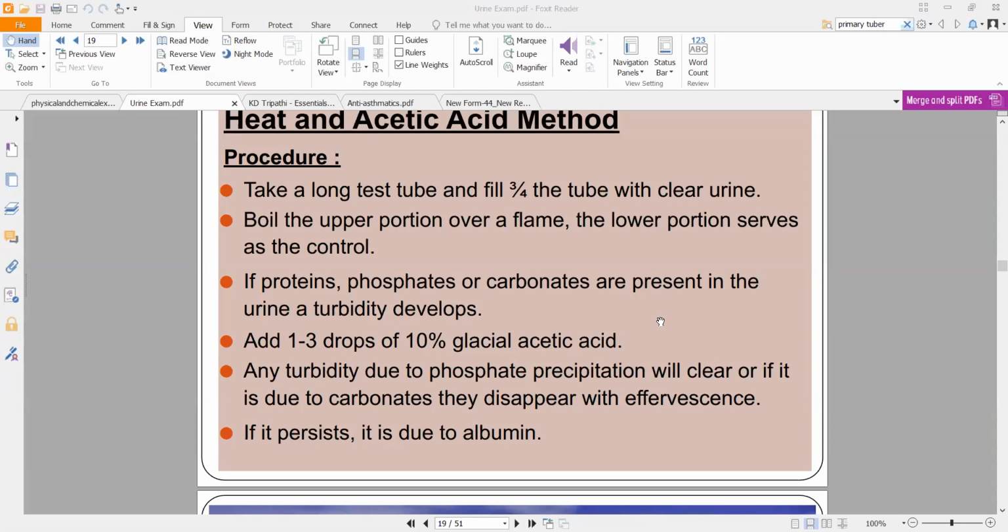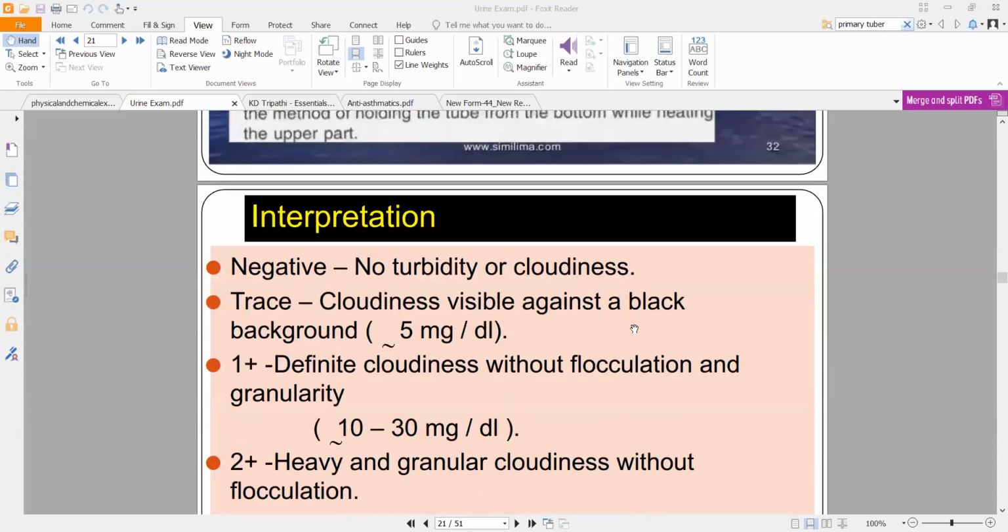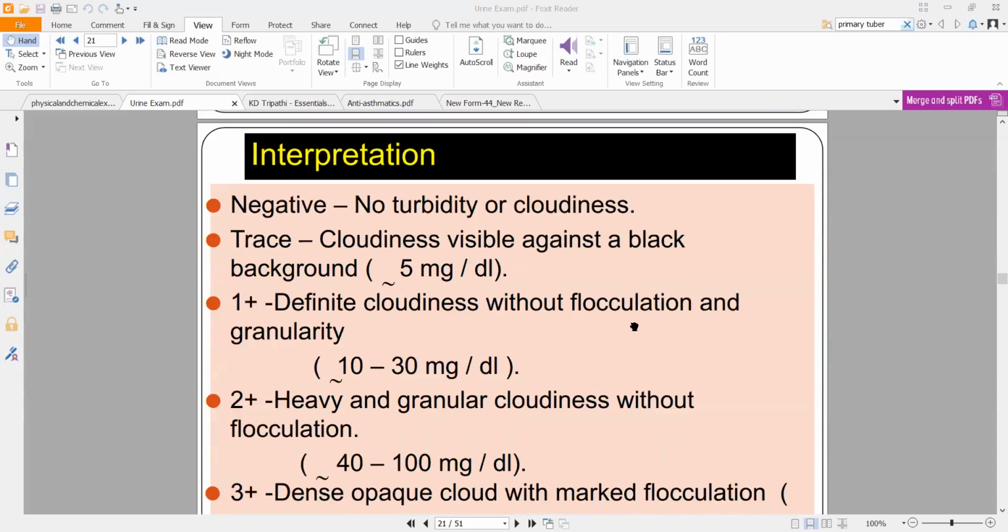That is effervescence. If turbidity persists, meaning even if you heat it, there is turbidity for a long period of time and it is not clearing altogether, then that means the patient's urine has albumin. Albumin is a protein, a blood protein. So that will indicate that the urine has protein. How you interpret it depends on how much turbidity there is. For example, the test will be negative if there is no turbidity or cloudiness; the interpretation will be that the patient's urine is normal and does not have a significant amount of protein.